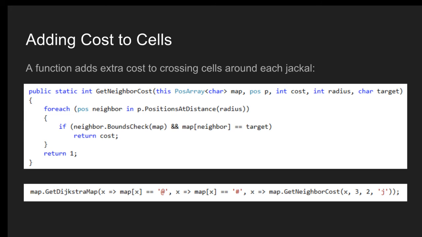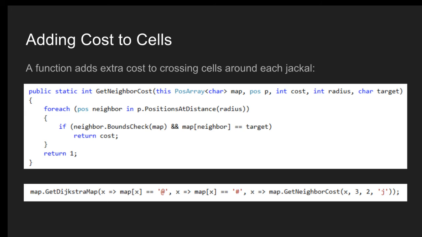I do that by adding some cost to certain cells. This is a function here. Basically, it says, hey, we're going to be able to add a cost to anything that's within a certain radius of some particular target. And then down here at the bottom on the far right, you can see I use this get neighbor cost to say, let's assign a cost of 3 to moving through a cell that's within radius 2 of any jackal.